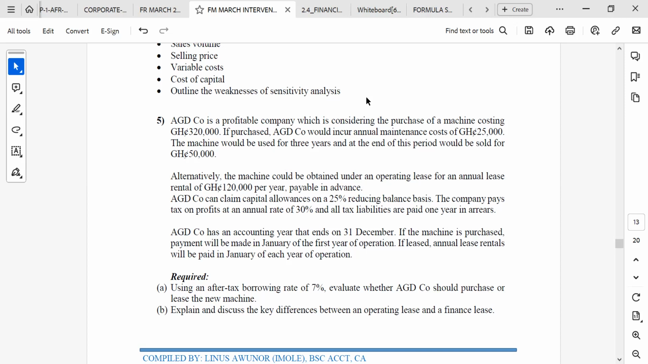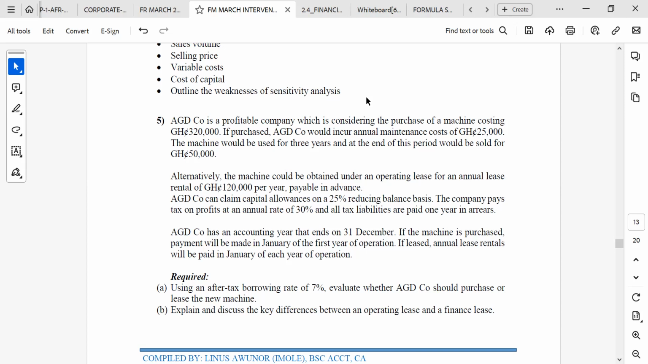So what we do is that we look at the purchase option. If the company is purchasing, what are the costs that they are going to be incurring? And what is the benefit that they are also going to be receiving? We net the two, then we present value it to know the net present value of the cost that they will be incurring. Then we go to the lease option.